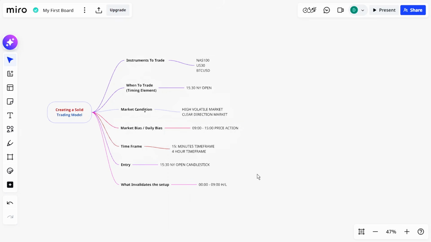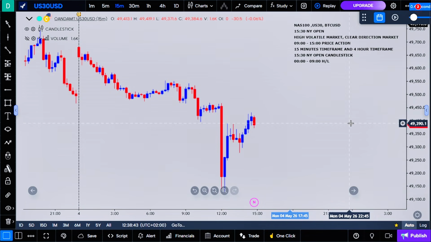You've got to know exactly the scenario that invalidates your setup. Now we're on the real price chart, and we've got elements of a trading model that we just built from the rules part. On this day, I was able to take a trade right here, as you can see on the side. Now, let's implement all these rules to show you exactly a solid trading model.